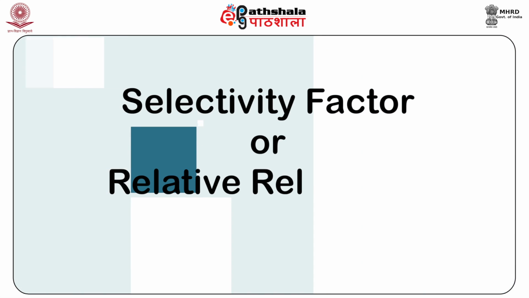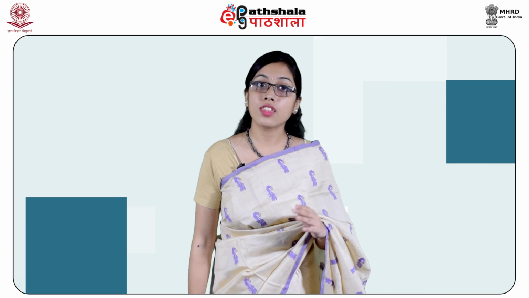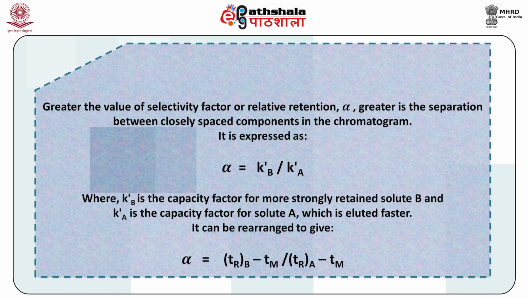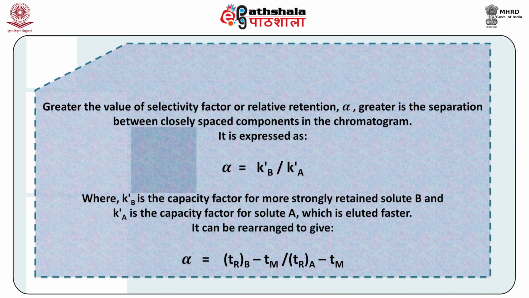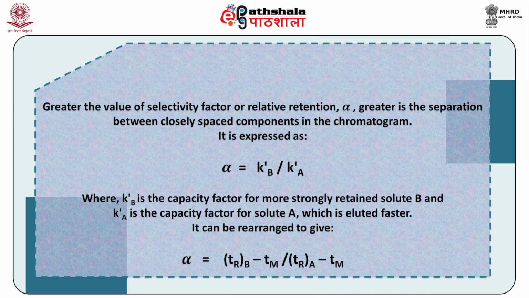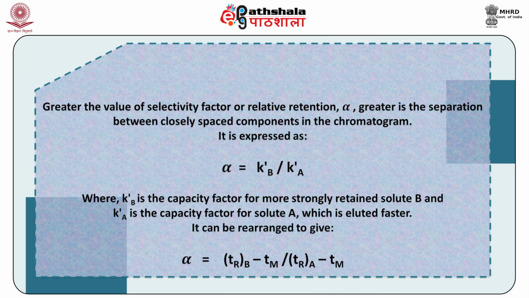Next term is the selectivity factor or relative retention, and it is denoted by alpha. This term describes the extent of separation between two components. The greater the value of selectivity factor or relative retention alpha, the greater is the separation between closely spaced components in the chromatogram. It is expressed as alpha is equal to Kb dash divided by Ka dash, where Kb dash is the capacity factor for the more strongly retained solute B and Ka dash is the capacity factor for solute A, which is eluted faster.